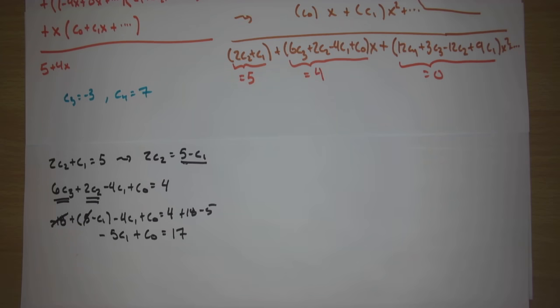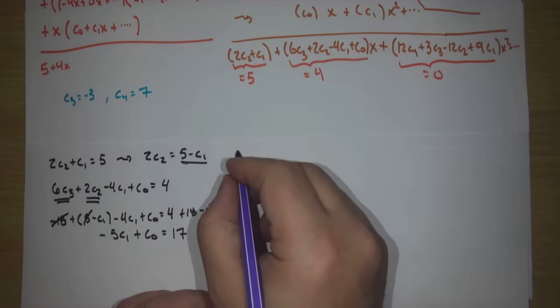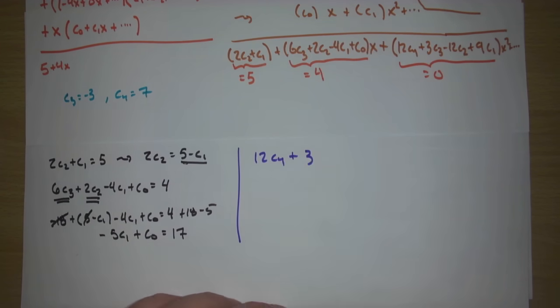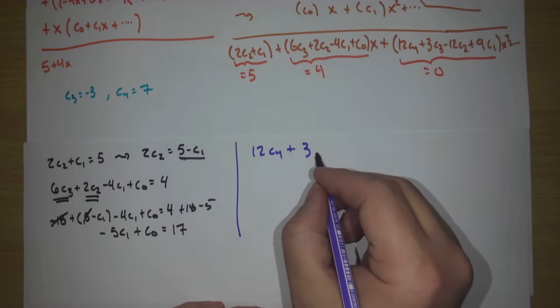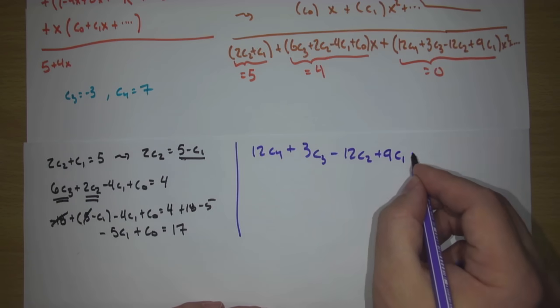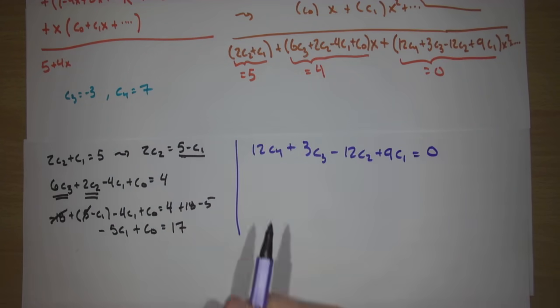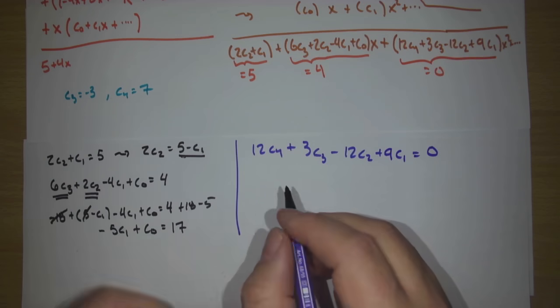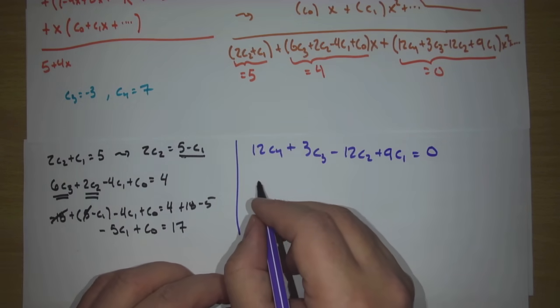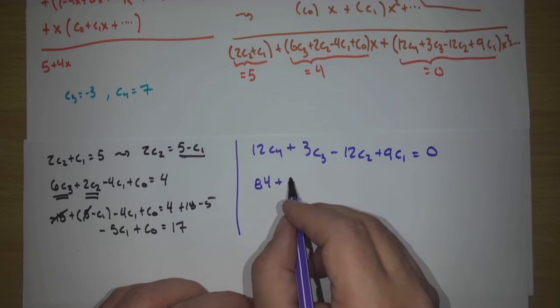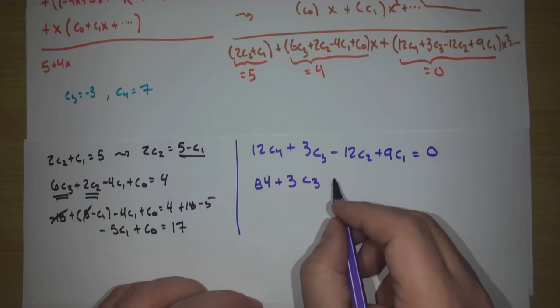All right. So, we have 12c4 plus 3c3 minus 12c2 plus 9c1 equals 0. I've got to be careful here so I don't accidentally slip off my page. What can we do with the 12c4? We can plug in, because we know what c4 is. 12 times 7 makes 84. Of course it does. 3c3.